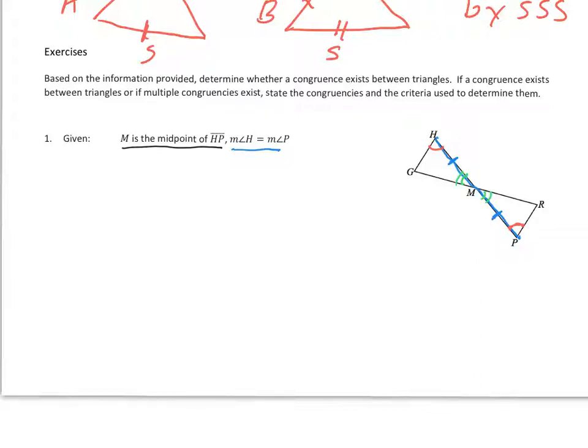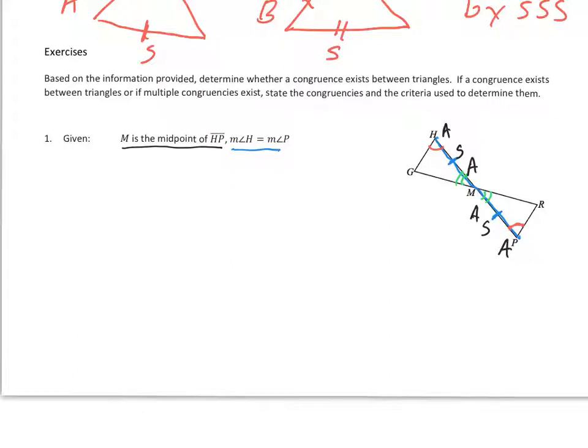Alright, so let's see if I can find any patterns, if I can find any criteria for congruency. And I'm looking, I see an angle, a side, and an angle in this one. So let's see if I have another angle, a side, and an angle. And it looks like I do.